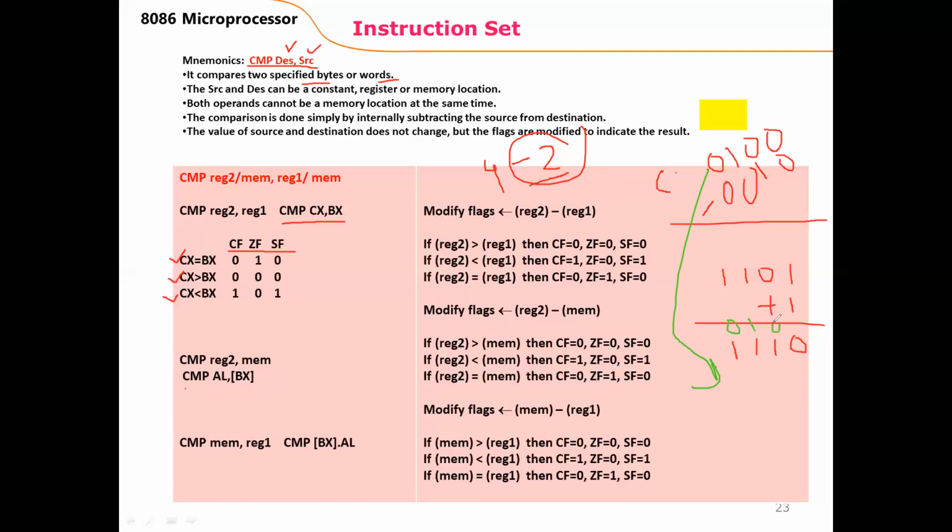What will be the result? 0 1 0 0 plus the 2's complement, the result will be 0 1 0 0 1 0. 1 plus 1 is 0, 1 plus 1 is 0, and a final carry. We know that in the 2's complement method, we always discard the final carry. If a final carry occurs, this means that this number was greater than this number, and the result is positive. After performing this operation, what will be the condition of the flags?